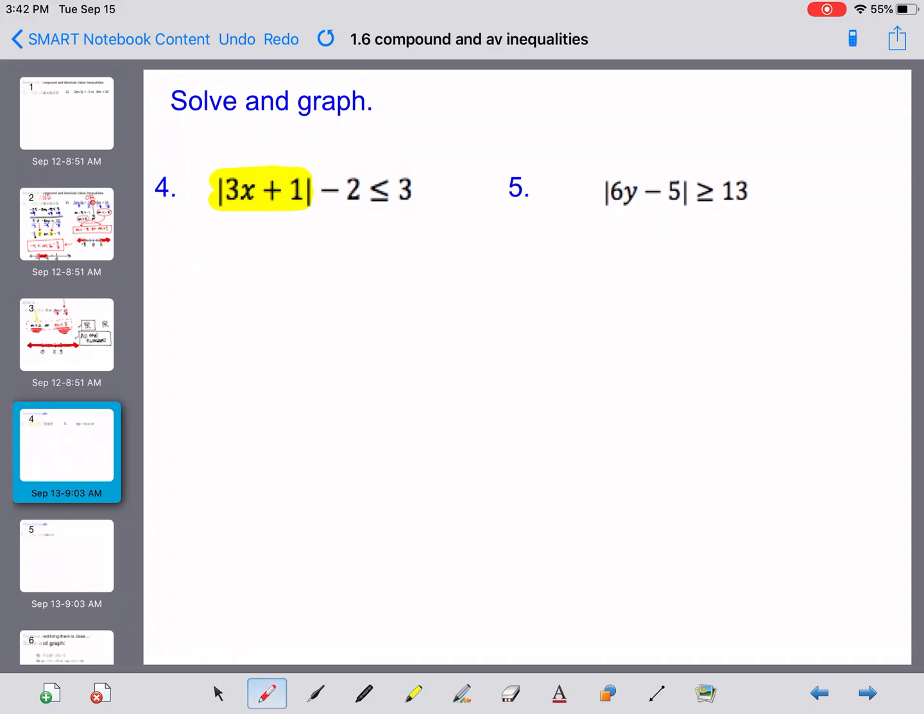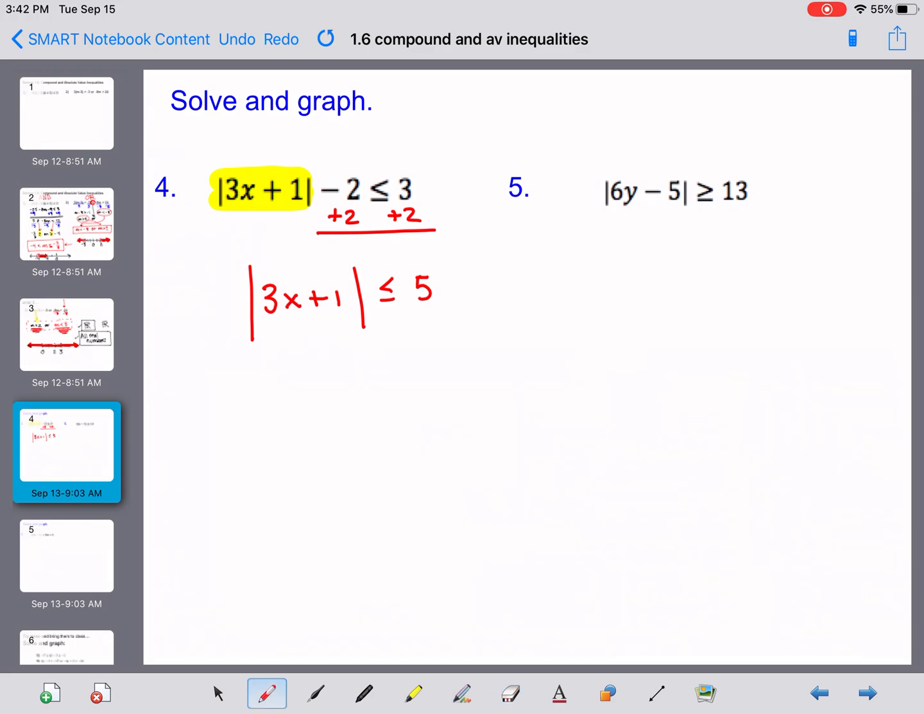So we're going to add 2 to both sides, right? So we would have 3x plus 1 is less than or equal to 5. Now when we did absolute value equations, you went and you split the equation. You did 5 and -5. Okay, but we're not going to do that here. We're going to do something similar.